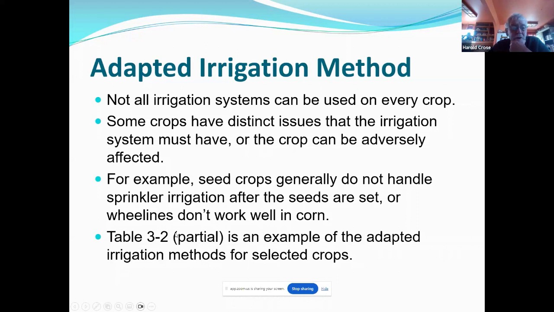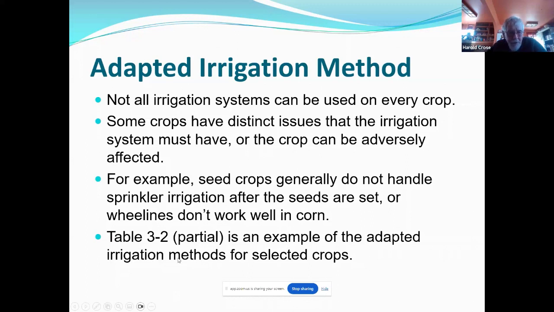I talked about that. Or look at wheel lines; they don't work well in corn. So the guy comes in and says, well, I want to put a wheel line on this and I want corn. Well, you can't use a wheel line on corn because it grows up and you just couldn't move the wheel line through that. So some crops lend themselves well to sprinklers. Other crops, and wheel lines is one example, would not do well in corn. And you couldn't use a wheel line, I'm being a little silly here, in orchards and things like that, which would be pretty common sense, I guess.